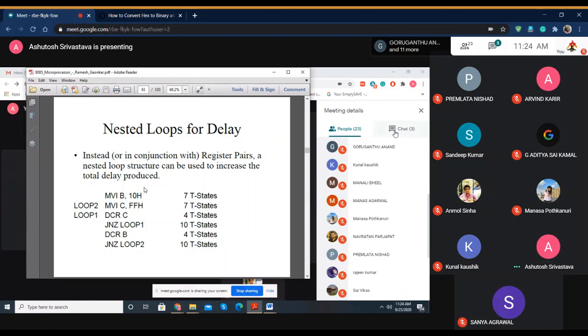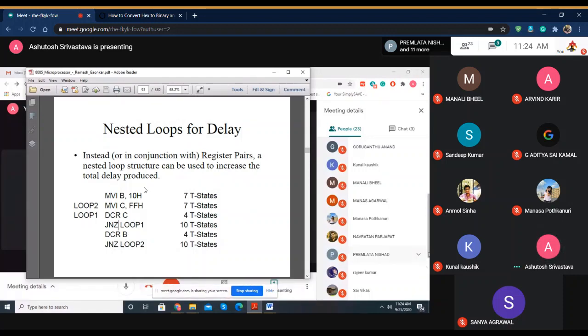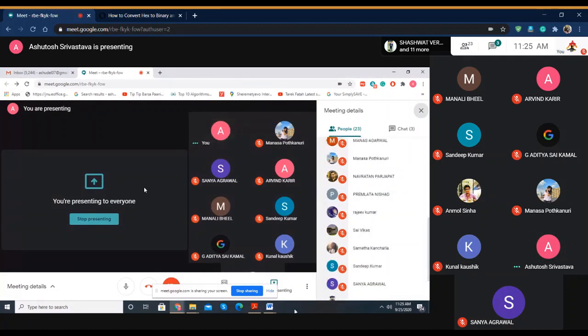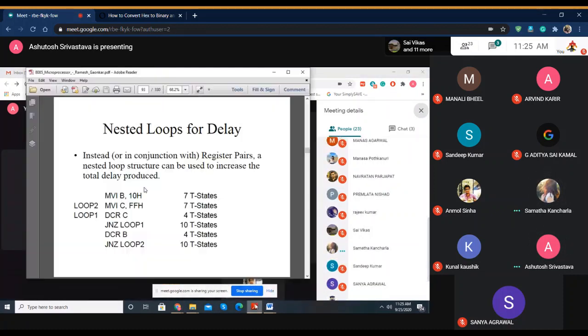Manali? Yes, sir. What does this stand for? Sir, decrementing register D by 1. Okay, last. Samata? Yes, sir. What does this stand for? Jump on not 0, sir. That indicates. So now you calculate the delay. All of you.